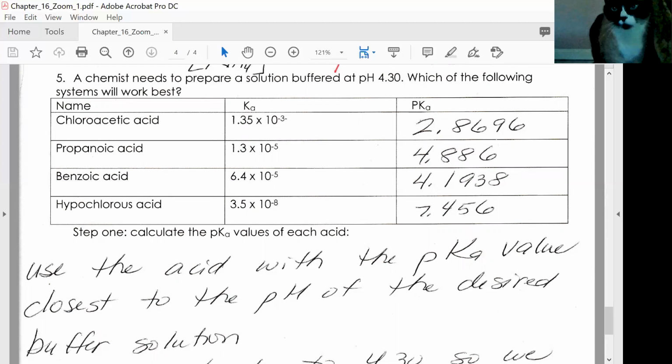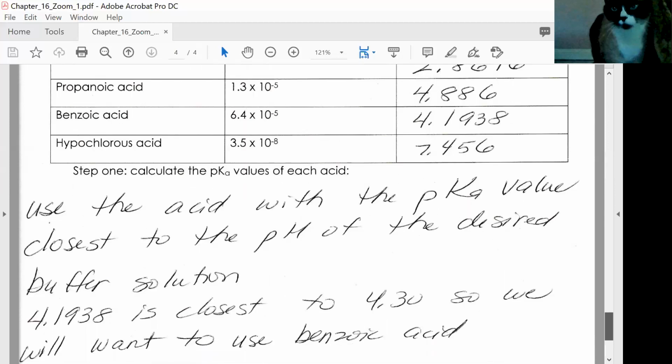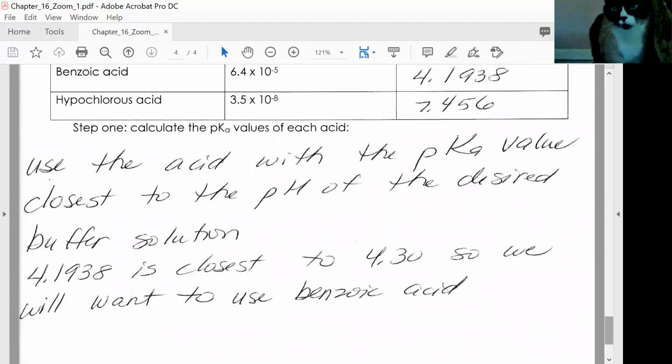So step one would be to calculate the pKa values of each acid. And then for this one, you use the acid with the pKa value closest to the pH of the desired buffer solution. So 4.1938 is closest to 4.3, so we will want to use benzoic acid. That's it. That's all you do.